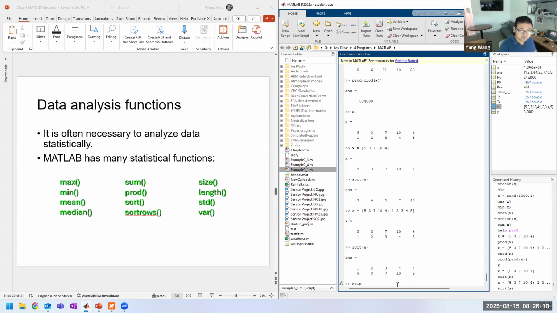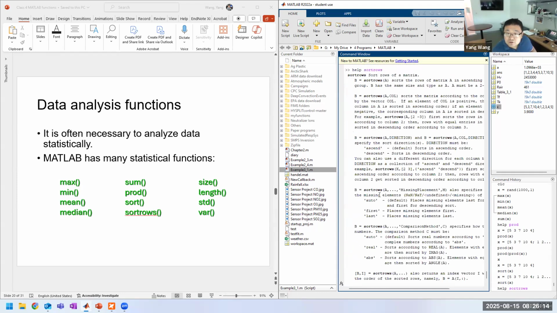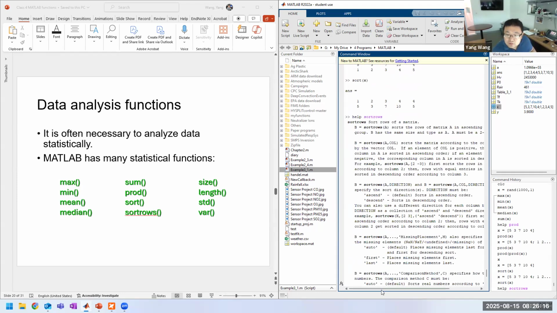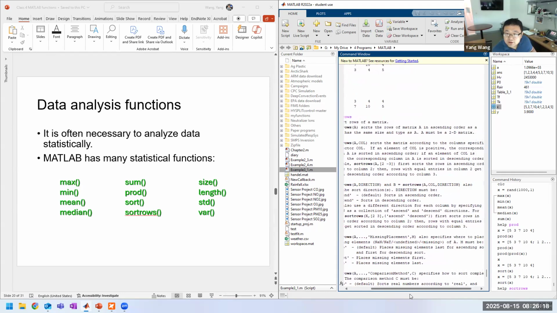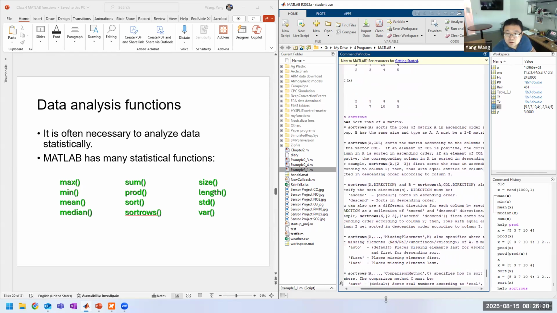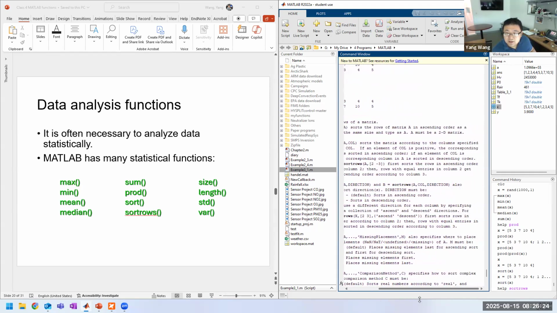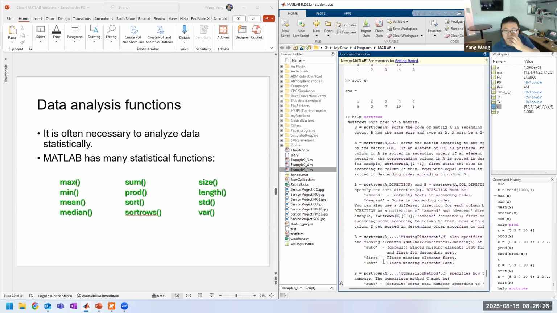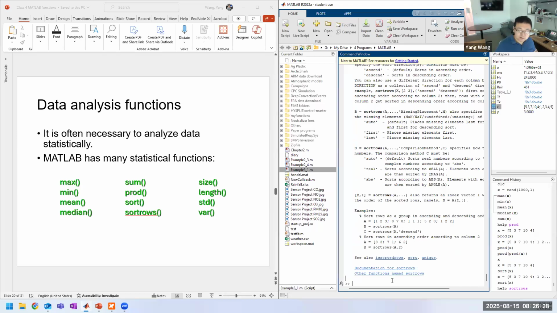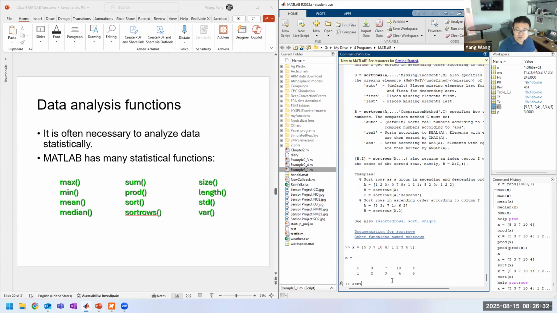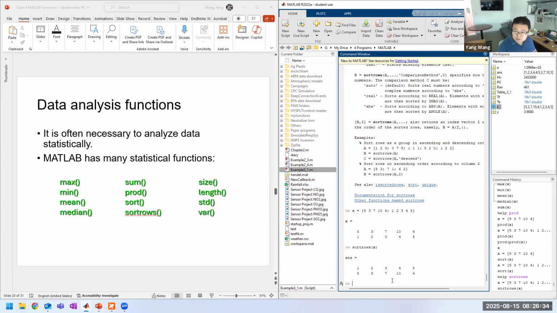Okay. So we can also do sortrows. Let's seek help first. Sortrows. So sortrows sorts the rows of matrix X in ascending order as a group. B has the same size and type as A. A must be a 2D matrix. So let's see if we have a matrix this time, and sort the rows of X.